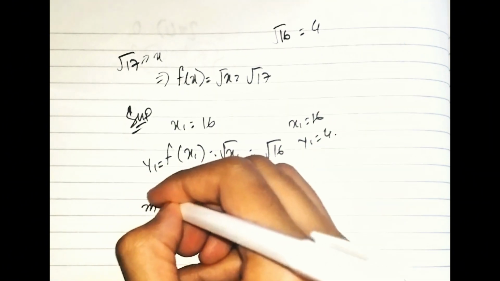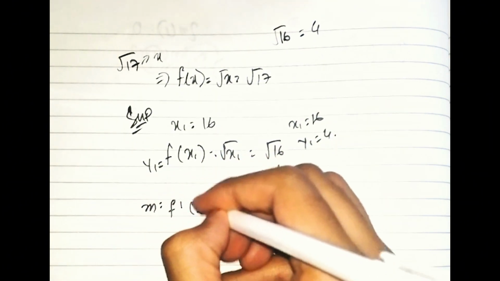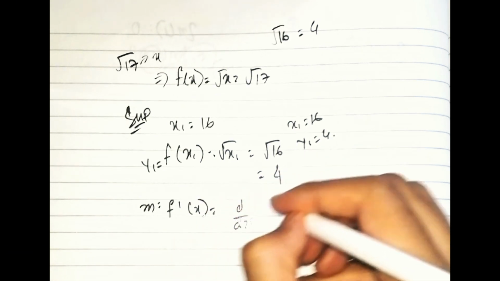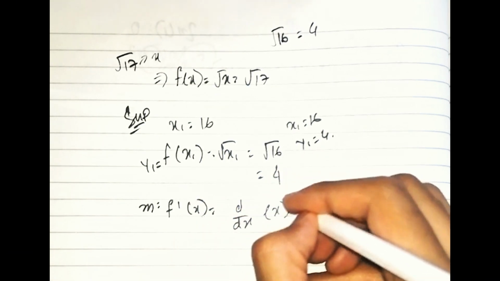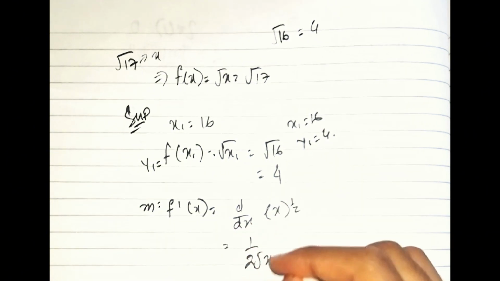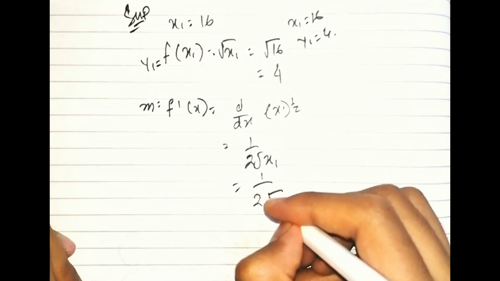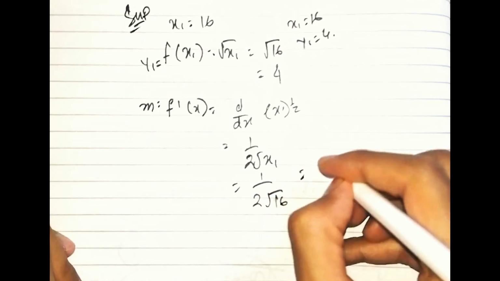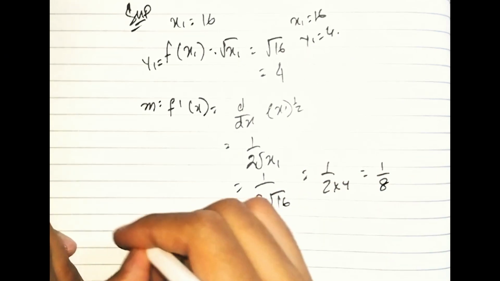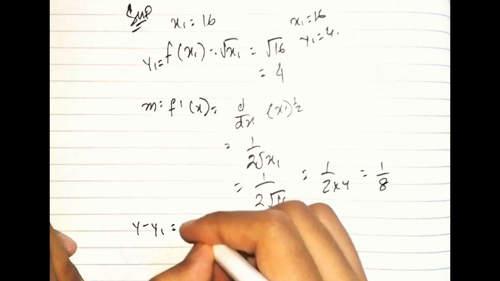We can calculate the value of slope, which is the first derivative of f of x. So the first derivative of x power 1 by 2 will be 1 divided by 2 square root x1. With x1 being 16, it will be 1 divided by 2 times 4, which will be 1 divided by 8. Now we can put all of these things into the point slope form.